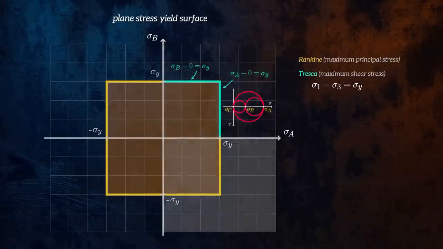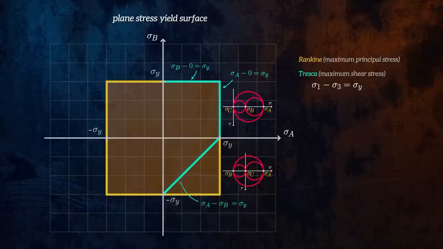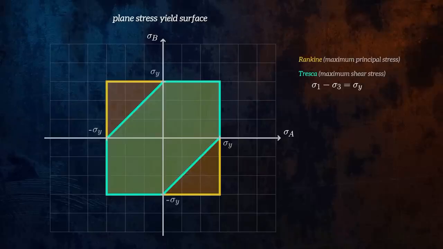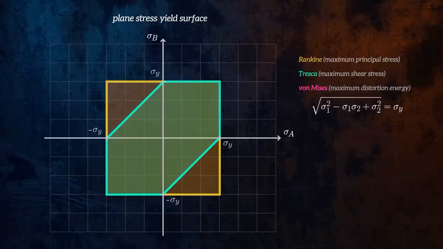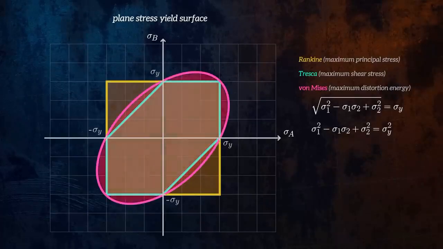But in the bottom right quadrant, sigma B is negative, and so sigma B is the minimum principal stress. That gives us a yield surface that looks like this. Repeating this process for the other two quadrants completes the Tresca yield surface. Von Mises yield theory for plane stress conditions is defined using this equation when expressed in terms of the principal stresses. We can square both sides of the equation and see that it is of the same form as an ellipse, which gives us the von Mises yield surface.